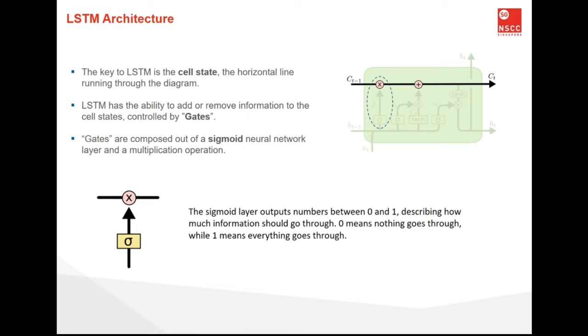There are mainly 3 gates in an LSTM cell. The first part is the forget gate. The second part is the input gate, and the last one is the output gate, just like a simple RNN.